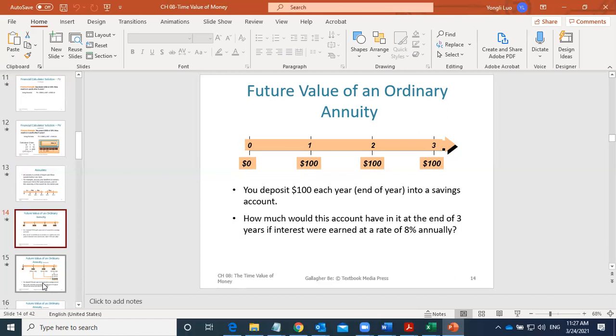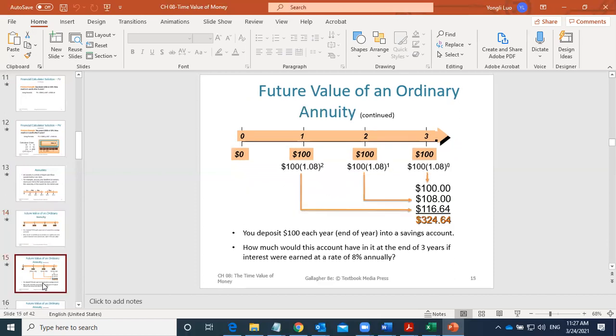You can see, okay, at the end of year 3, that first $100 has already generated interest for 2 years. It's not just 100 anymore, right? What about this 100? It generated interest for 1 year already. And the $100 you just deposited at the end of year 3 hasn't had a chance to generate interest, right? So you need to put them together. Let's see how it looks.